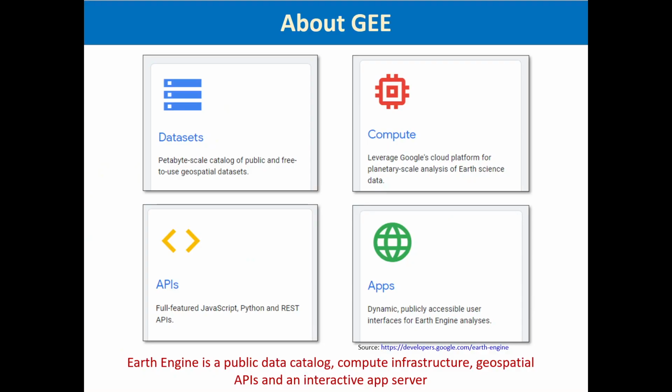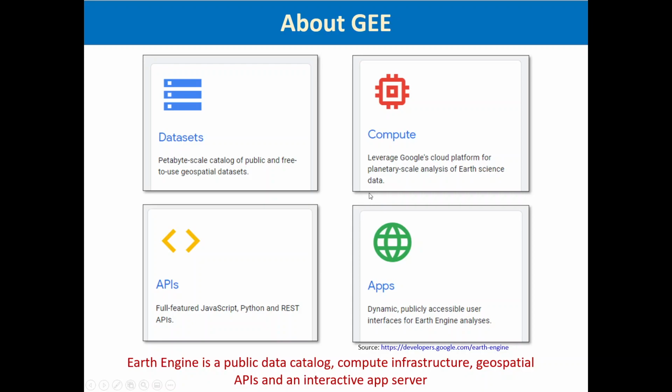Just to recapitulate about Google Earth Engine, it is a planetary scale cloud-based platform which is co-located with data, in the form of a public data catalog, a petabyte scale catalog of public and free to use geospatial data sets, where every day hundreds and thousands of satellite imagery and other kinds of images and geospatial data, including vector data sets, are getting added to the public data catalog.